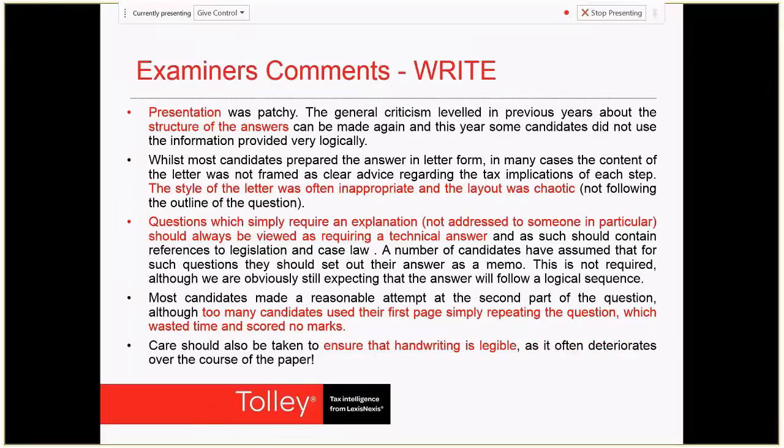And again, here we go. Ensure your handwriting is legible. If you know you've got bad handwriting, sometimes a change in pen can actually make quite a difference. So practice with different pens, really.